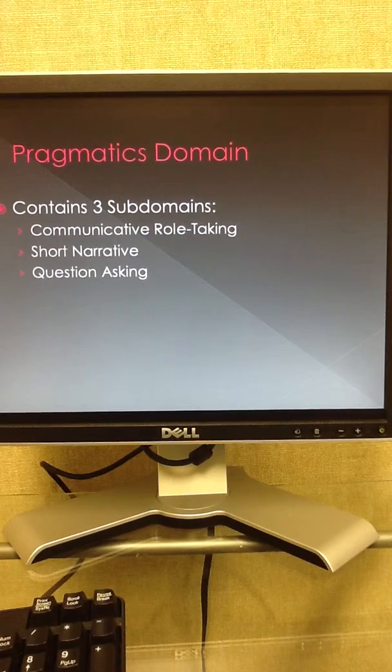The second domain is the pragmatic domain, and it also contains 3 subdomains. They are communicative role-taking, short narratives, and question asking. This domain assesses one's capability to take someone else's view in speech acts, discourse skills, and WH question asking.